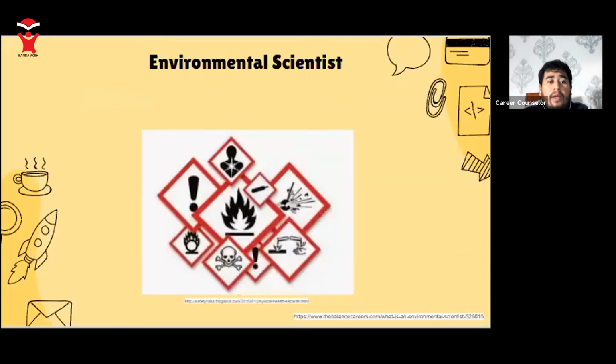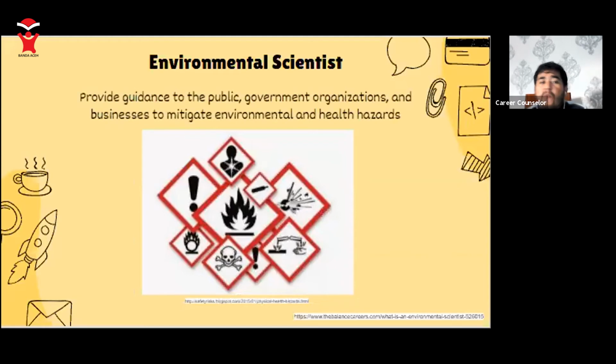All right, so another one, what they do is they provide guidance to the public, government, organizations, and business to mitigate environmental and health hazards. Yes, so we know that in the business sectors, like when you are building a new factory or a new business near, for example, the forest or a water source, you have to analyze whether the results of this building or factory will destroy the environment, because the government also has regulation.